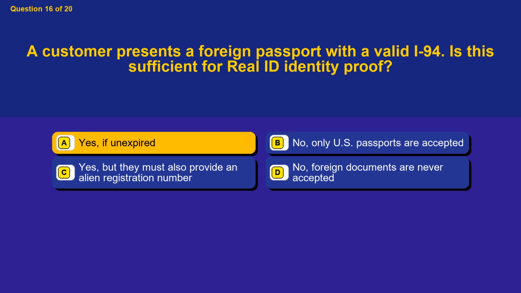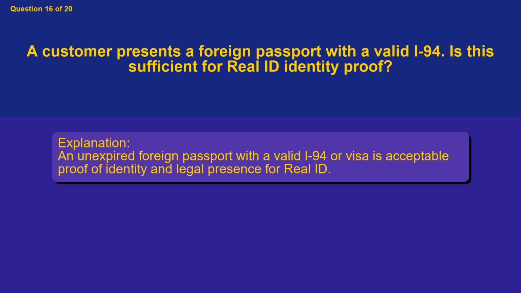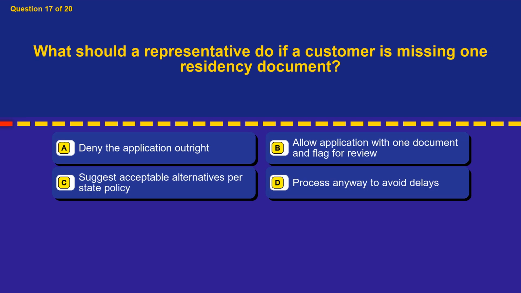The correct answer is option A, yes, if unexpired. An unexpired foreign passport with a valid I-94 or visa is acceptable proof of identity and legal presence for Real ID. Question 17. What should a representative do if a customer is missing one residency document?